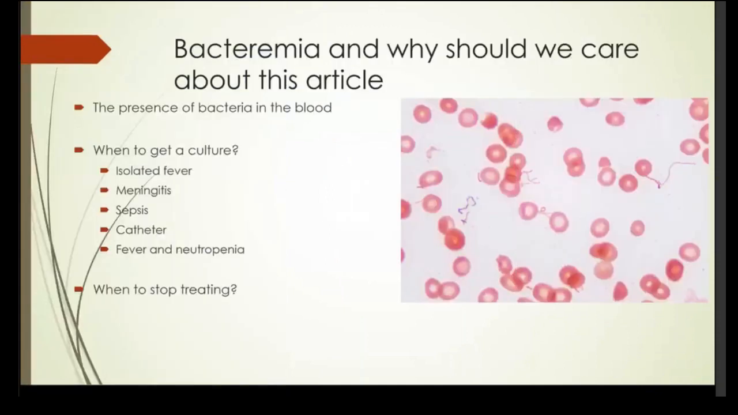So basically, what is bacteremia? Why do we care about this article? Why was it written? Bacteremia is obviously the presence of bacteria in the blood, and we determine this through blood cultures. And we get these blood cultures for a large variety of reasons, including but not limited to isolated fevers, suspected meningitis, sepsis, if there's an indwelling catheter, and fever and neutropenia.